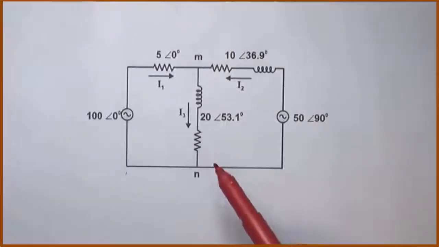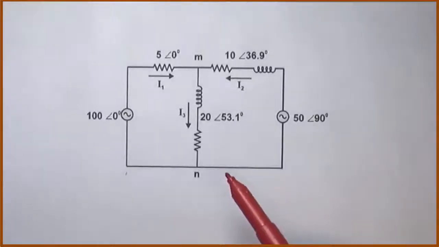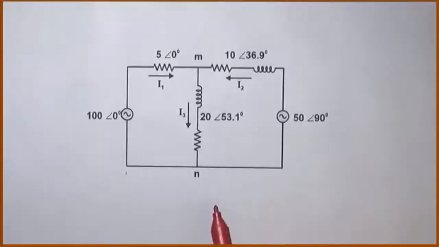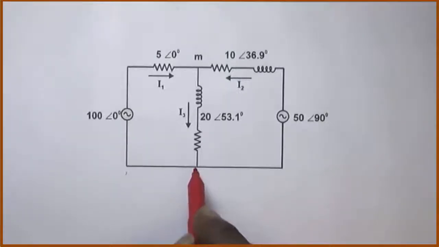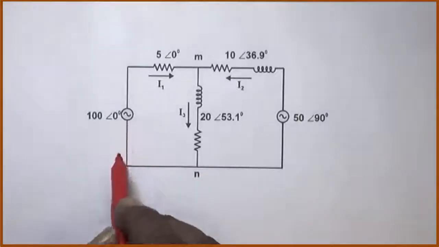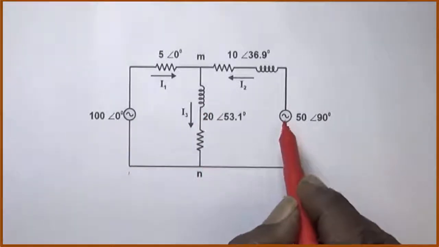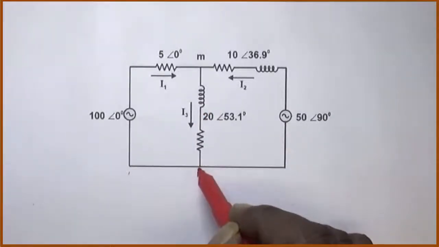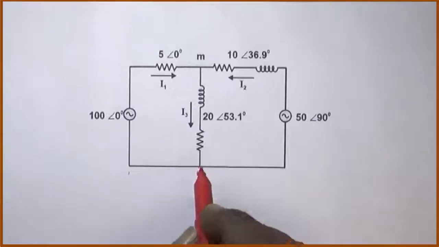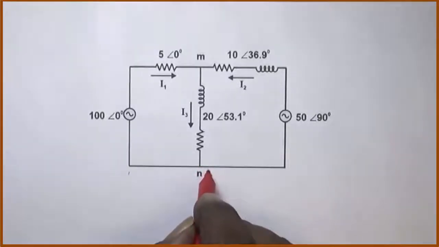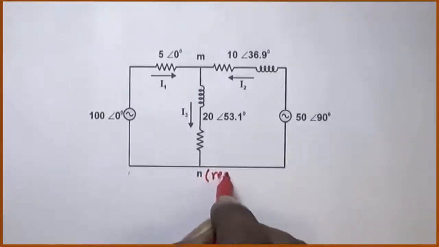In this circuit, first you select a reference node. Generally, the node where more number of branches are connected is selected as reference. At this point N, three branches are connected: one from this voltage source, one from this vertical branch and one from this voltage source. So let us take point N as a reference. Let us mark it as a reference.